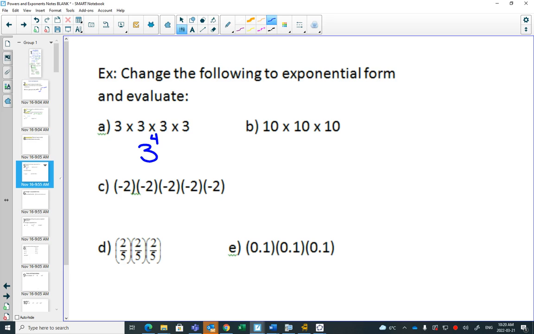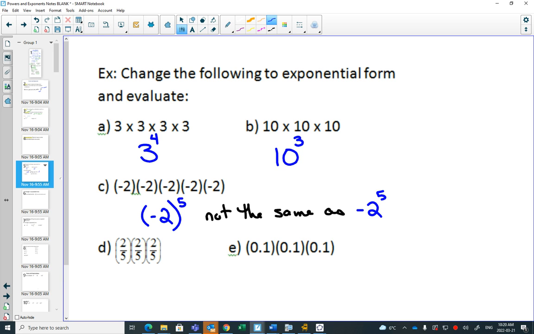10 times 10 times 10 is 10 cubed. And negative 2, negative 2, negative 2, negative 2, negative 2 would be, and here it's important that the negative 2, which gets multiplied 5 times, stays in brackets. This is not the same as negative 2 to the 5. Can you see yourself making that mistake?